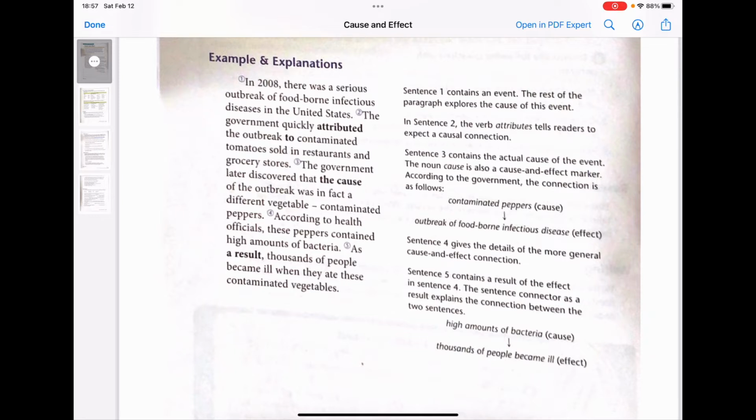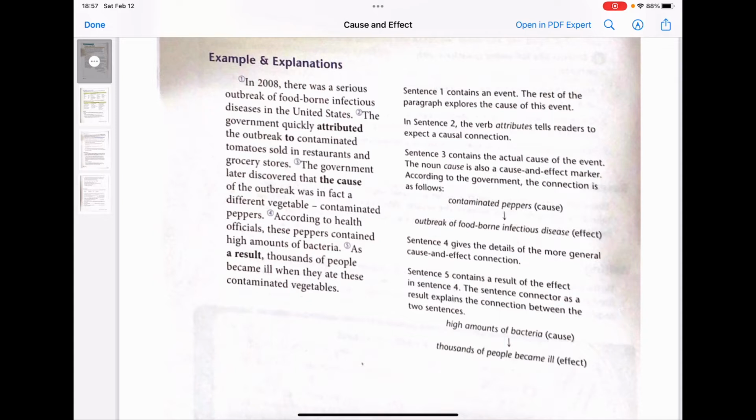So what you're seeing now is a scan of your textbook, and I just want to walk you through the explanation of this example here so that you understand how to do these exercises on your own. So we have a short paragraph here that has some cause-effect markers in it. So let's read through it very quickly.